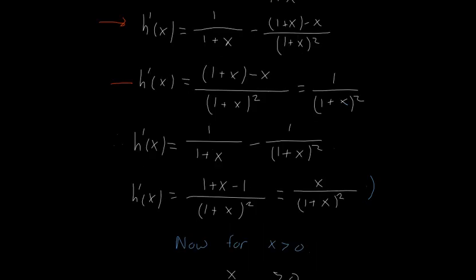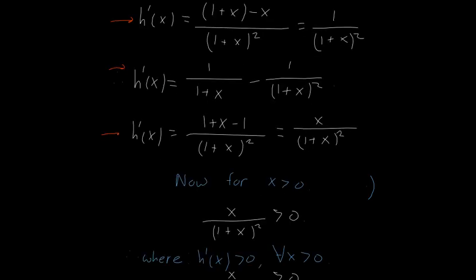Then we collect like terms and simplify. You can see here we get this. So this is h prime of x. Now for x being strictly greater than 0, we're going to have x all over 1 plus x all squared, which is strictly greater than 0, where h prime of x has to be strictly greater than 0 for all x greater than 0.